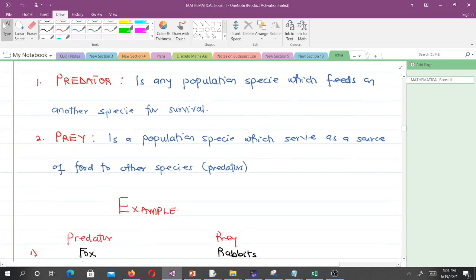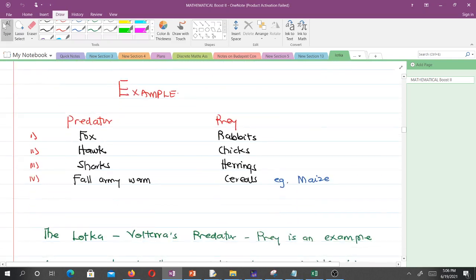Now let's take examples of some predators and their prey. For instance, we have fox and rabbit. So fox feed on rabbit. We have the hawk and the chicks. We have sharks and herrings. And we can talk about the fall armyworm and cereals, for example maize. So all these are predators and they are prey.